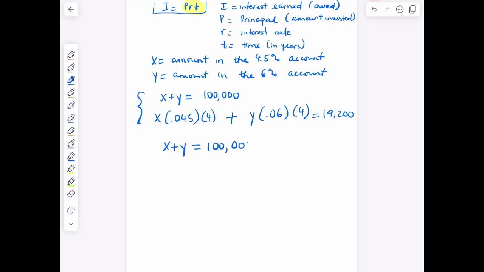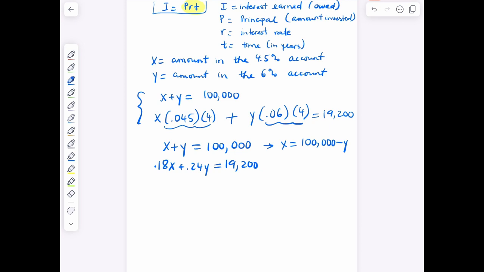Let's rewrite the system. Here's the first equation. We're going to go ahead and multiply these two numbers together. So 0.045 times 4 should give us 0.18 times x. And then these two multiplied together will give us 0.24 times y, and that equals 19,200. Let's use the substitution method. So first we need to get a variable by itself. It doesn't matter if you get x or y by itself here. Let's say we get x by itself. This is what we end up with.